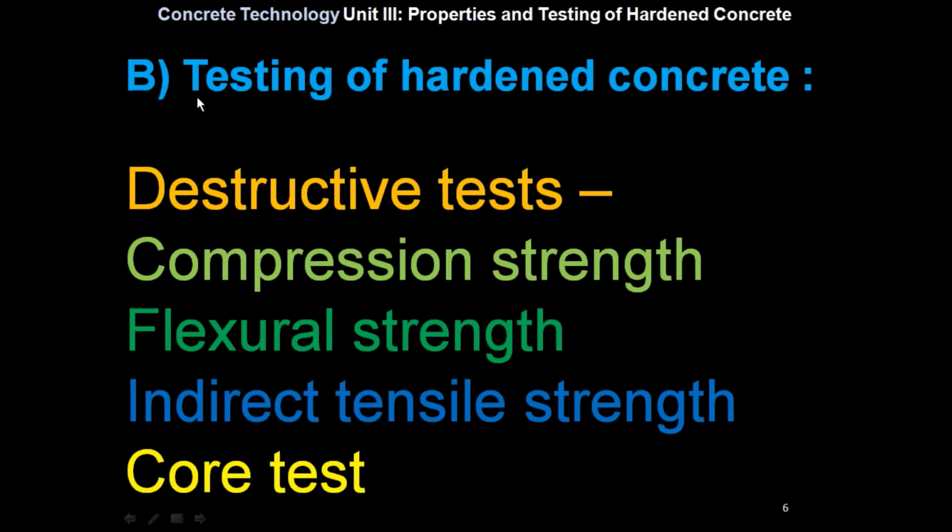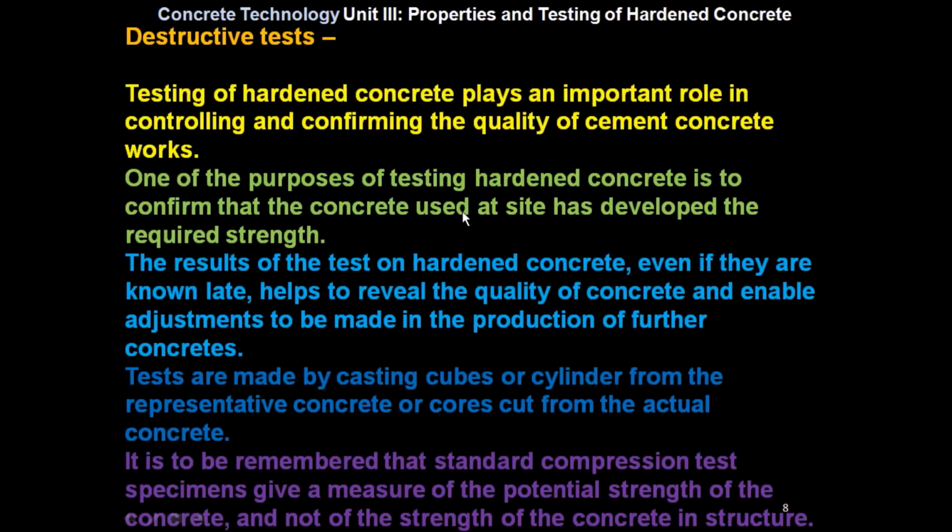Now here we will see part B, testing of hardened concrete, the destructive tests: compression strength, flexure strength, indirect tensile strength and core test. The destructive testing of hardened concrete plays an important role in controlling and confirming the quality of cement concrete works. One of the purposes of testing hardened concrete is to confirm that the concrete used at site has developed the required strength. The results of the tests on hardened concrete, even if they are known late, help to reveal the quality of concrete and enable adjustments to be made in the production of further concretes.